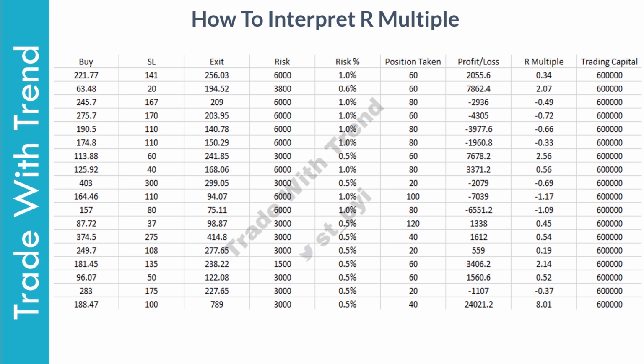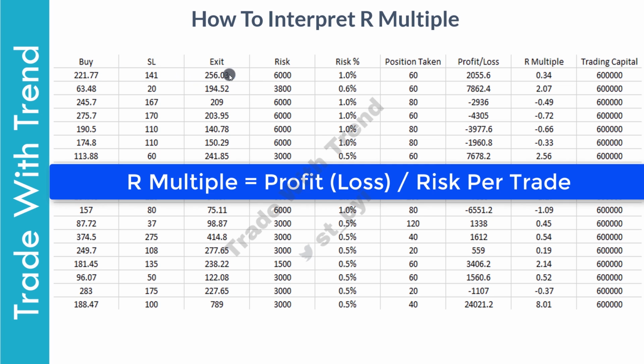So let us now understand how to interpret R multiple data and why it remains the key to success in risk management in trading. In this chart, entry price, stop loss, and exit price are given out in the first three columns. Now, data for risk in figures, risk in percentage terms, and total trading capital are given out in columns 4, 5, and 9. So data for profit and loss is given out in this particular column. Based on this data, R multiple for each trade is calculated as profit and loss divided by risk taken per trade. So if you look at the first trade here, R multiple is given out as 0.34.